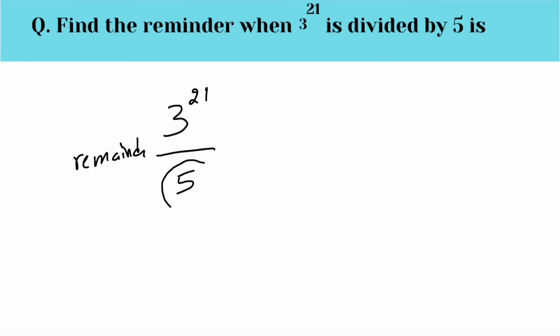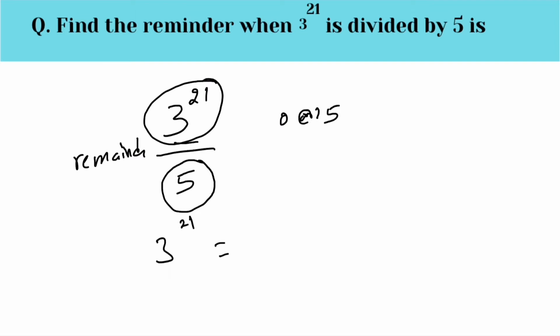When it is divided by 5, the units place will decide whether it gets divisible or not. If the units place is 0 or 5, then the remainder is 0. If the units place is not 0 or 5, then the remainder is decided by the units place that is available here. So, in order to solve this problem, first find what is the units place for this number 3 power 21.